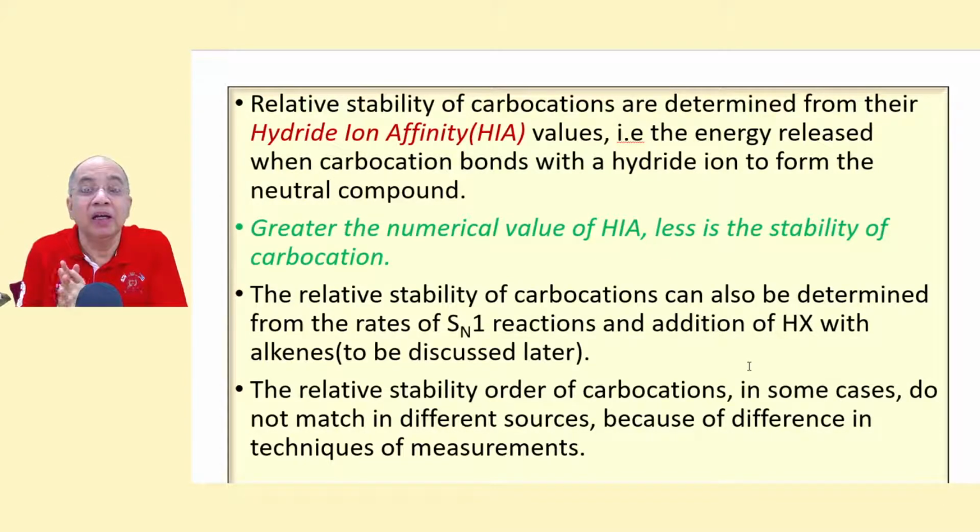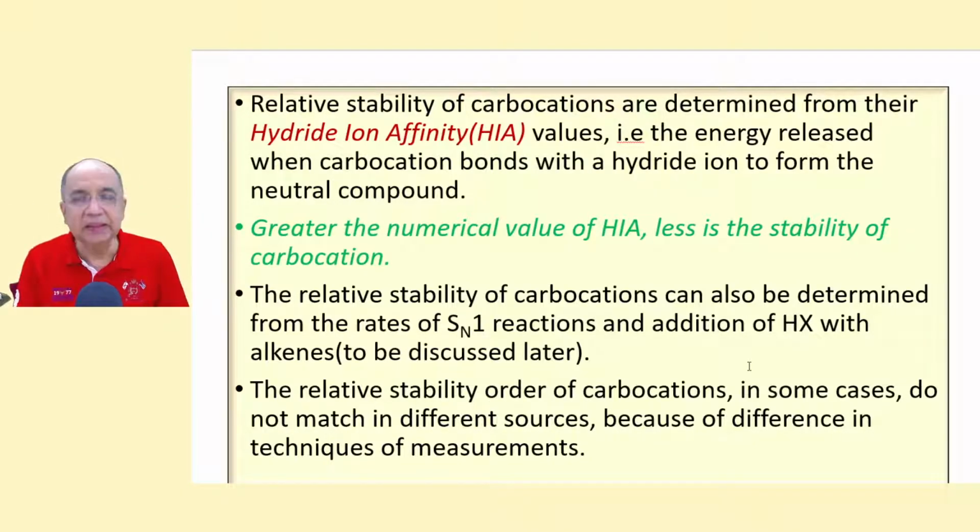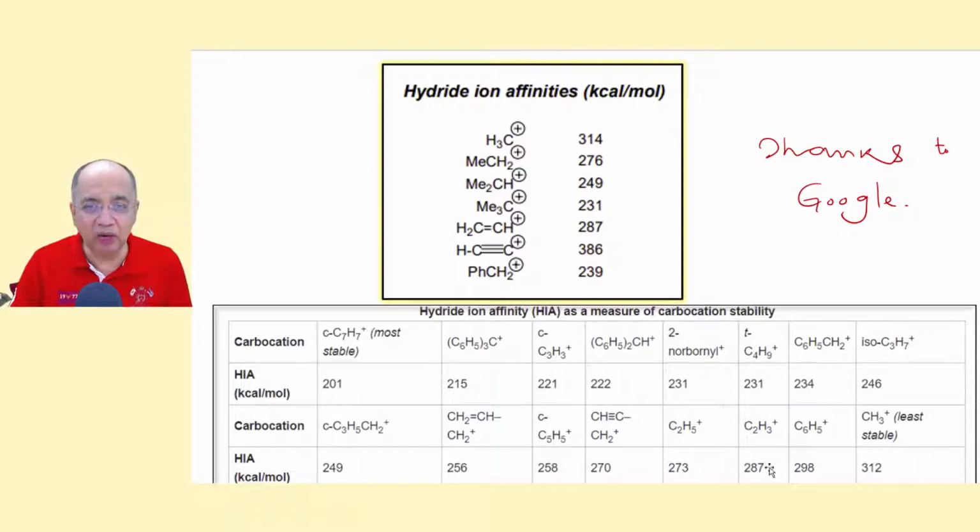For example, many authors say the tertiary butyl carbocation is less stable than benzyl. But I will say, and not only I but also many authors say, that the tertiary butyl carbocation is more stable than benzyl. And this is supported by HIA data. Now I am giving you, thanks to Google, from which I have borrowed this data, to show you that tert-butyl is more stable than benzyl.